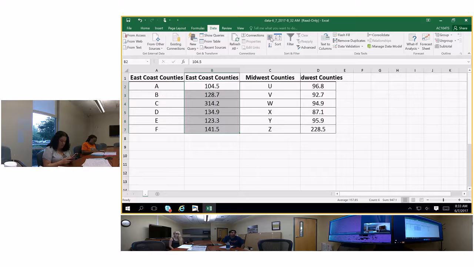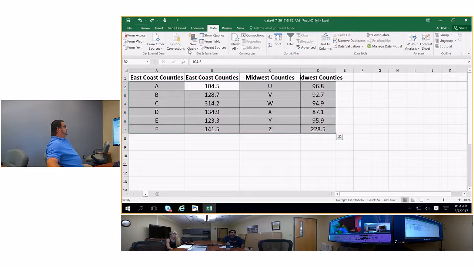Because it does take me forever. Let's see, we need to sort these. Oops. That's why I have to separate them. It's going to try to sort all of them, so I'm going to have to separate them. Sorry. Control X, Control V.